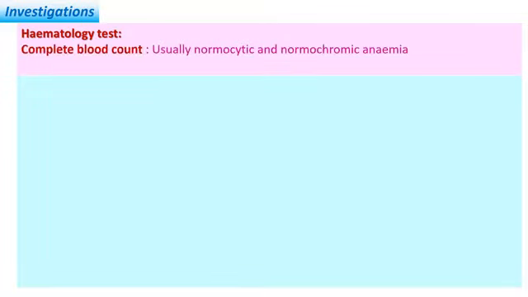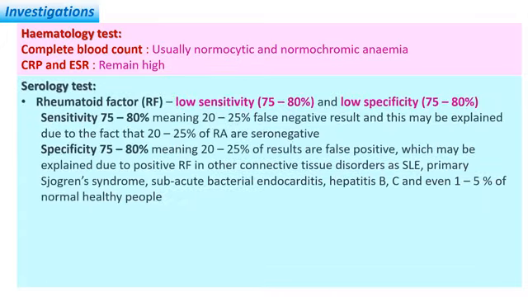Similarly, for rheumatoid arthritis, we need some tests like hematology test, where the complete blood count may show normocytic, normochromic type of anemia. CRP and ESR may remain high. Serology test: rheumatoid factor and anti-cyclic citrullinated peptide antibody. These two are important serologic tests for rheumatoid arthritis.